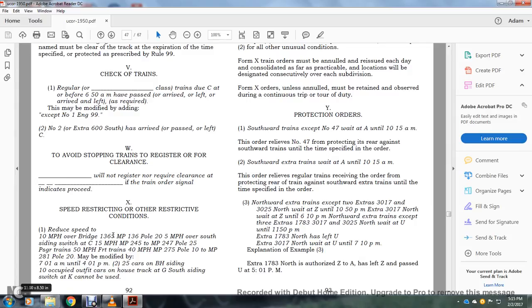Reduce speed to 10 miles an hour over the bridge at mile post 136, pole 5; 25 miles an hour over the south siding switch of the C; 15 miles an hour from mile post 245 to mile post 247, pole 25; passenger trains 50 miles an hour, freight trains 40 miles an hour, from mile post 275 pole 10 to mile post 281 pole 20. May be modified from 7:01 a.m. until 4:01 p.m. 25 cars on the BH siding, 10 occupied outfit cars on the house track, and the G south siding switch to K cannot be used.